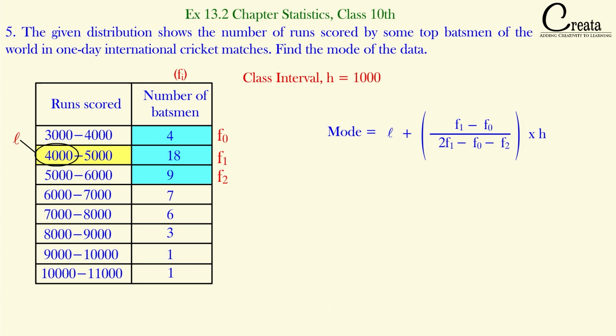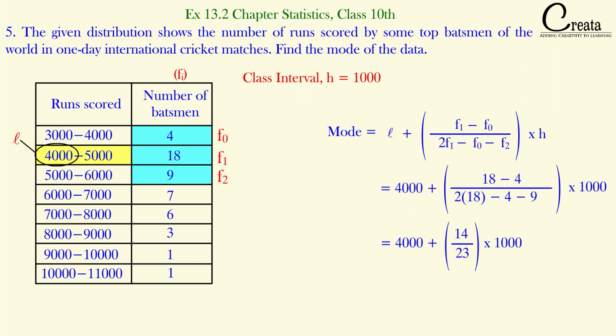We got all the values. We can directly put it into the formula. Let's put it and let's solve it. On solving, we got the mode as 4608.69. That is the answer. The modal runs scored by a batsman are 4608.7 runs.